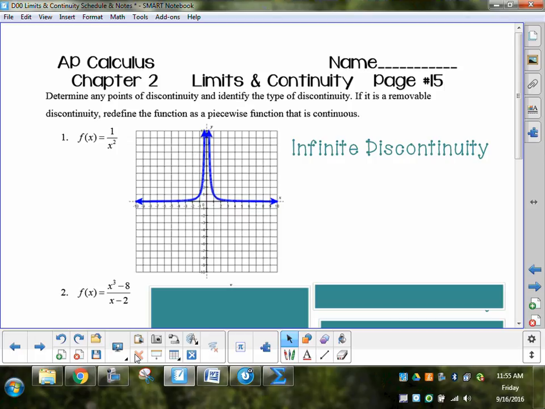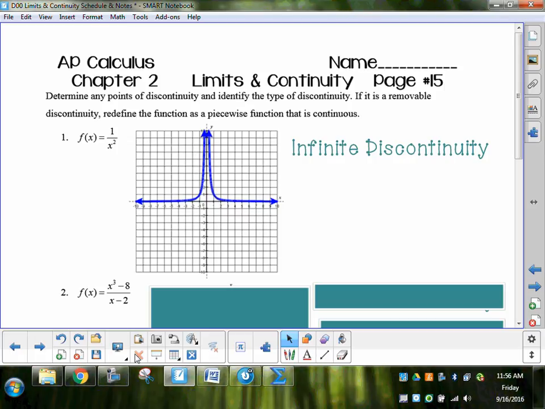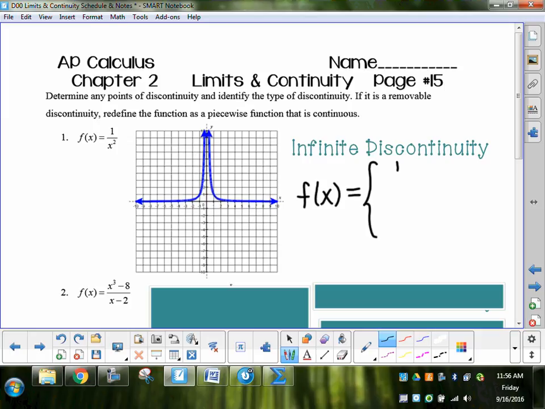Yeah. If it's removable, then redefine the function as a piecewise function that is continuous. Where is this function discontinuous again? So we're going to give this out, and I love this. We're going to say f of x is equal to, give a nice, very classy bracket, and this is going to be 1 over x squared for every x that isn't equal to 0. So everywhere that x isn't 0, we're fabulous. Where's our problem at?